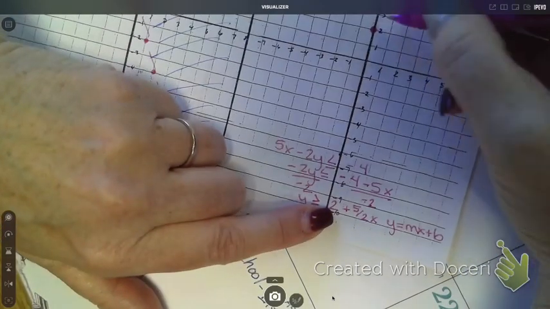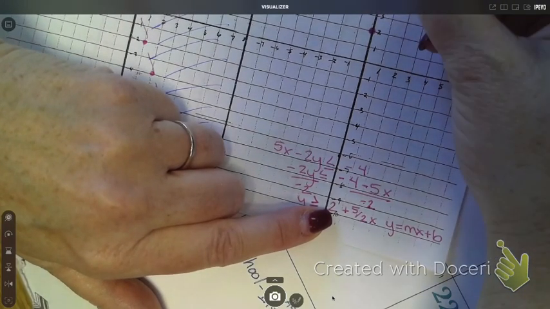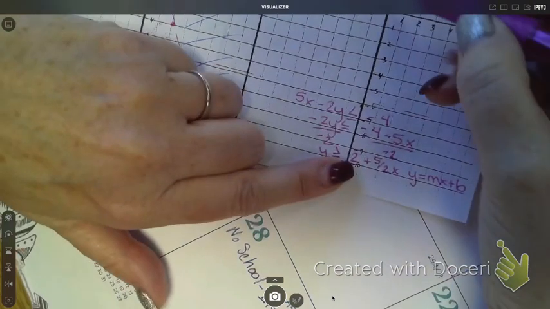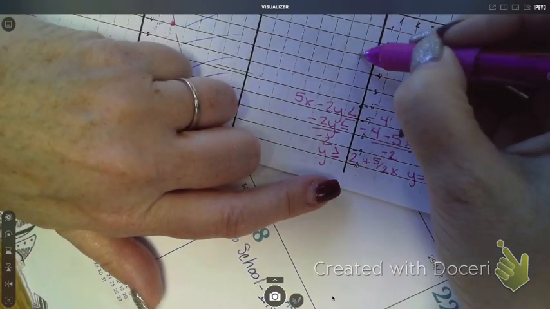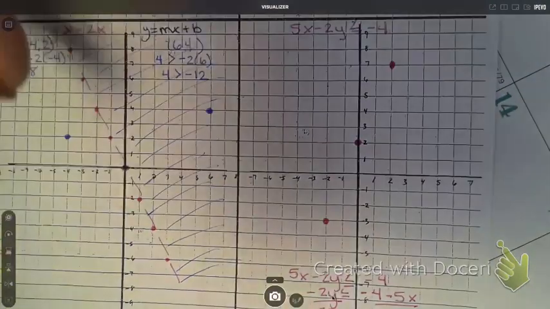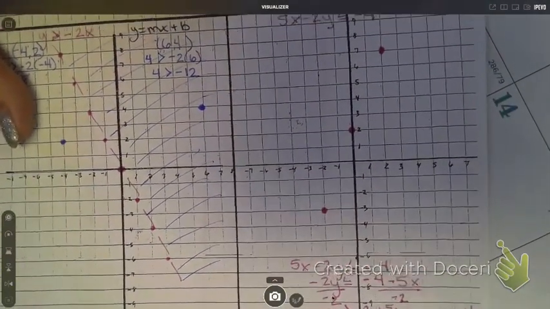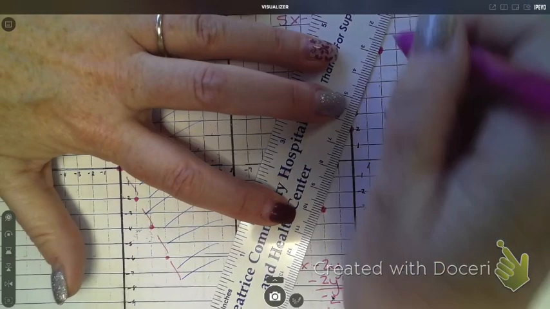So where'd you just go? Okay, I went 1, 2, 3, 4, 5, and right 1, 2. And then I can also go down 5: 1, 2, 3, 4, 5, and left 2. You're off the screen for your top one. Okay, solid or dashed line? Solid. Why? Because it's equal to.